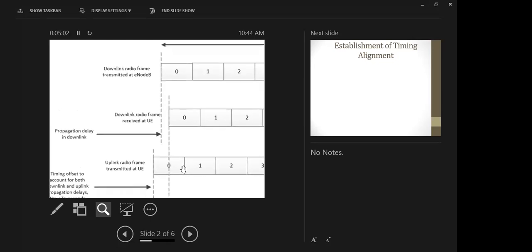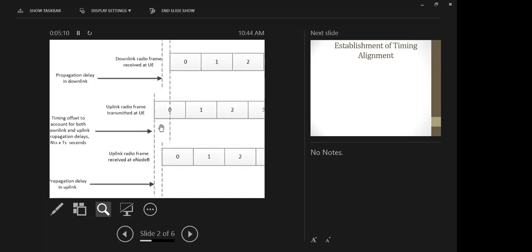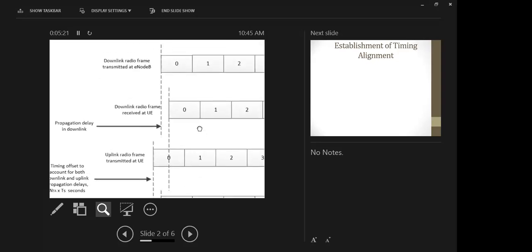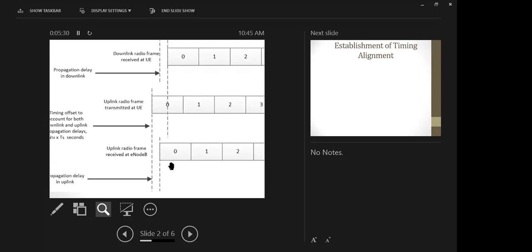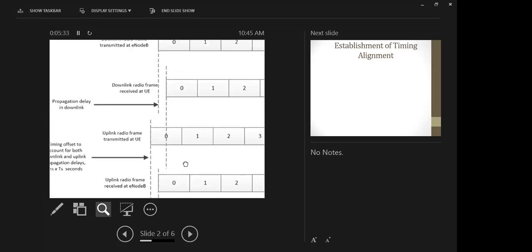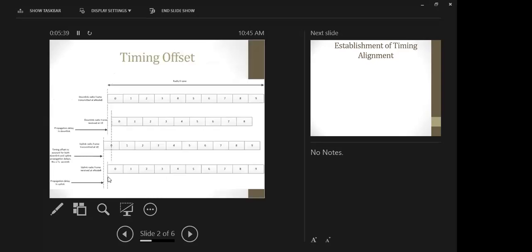Now, considering the same propagation delay in downlink and uplink, you have this reaching the E node B. Here again there is propagation delay. So now what will happen? Actually, you will have these two, I mean the transmission at the E node B and reception at the E node B, at the same instant. The radio frames at the E node B will be aligned for both its transmission and reception.